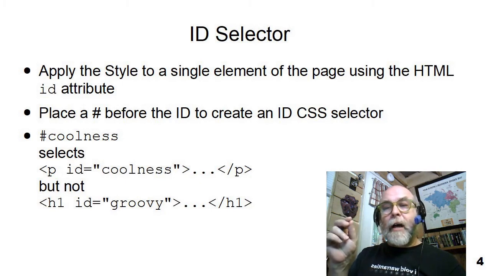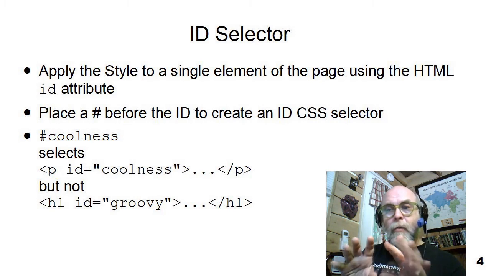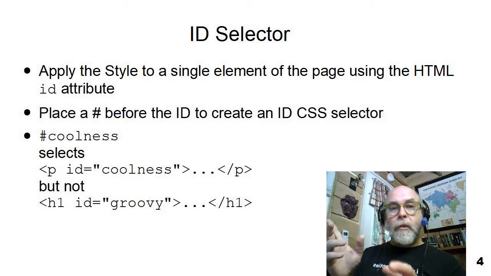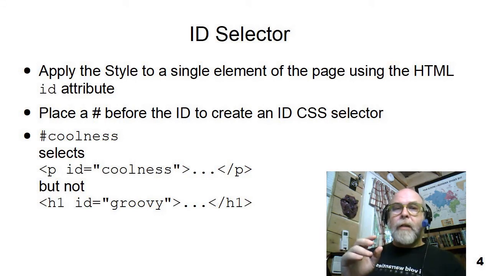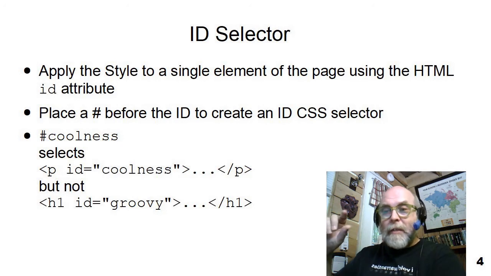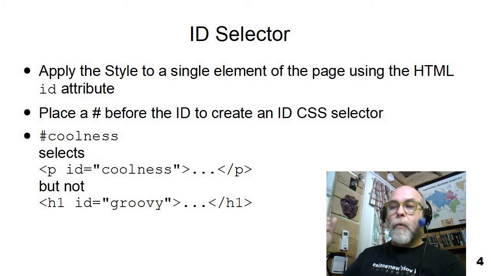So in the CSS file, for instance, I have an HTML paragraph that has an ID of coolness. If I wanted to create a selector that picks that paragraph and nothing else, that picks that element and nothing else, I would use the pound coolness selector: pound coolness, open curly brace, put the style, close curly brace, and that would get that one ID element, nothing else. And if that ID doesn't exist, that part of the CSS is just ignored. So you can see that the pound coolness selector would select the first paragraph, but not the second H1.